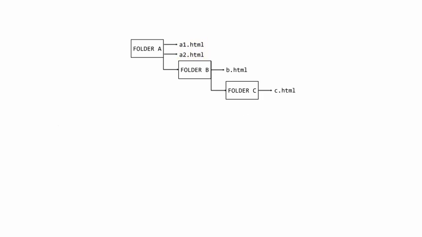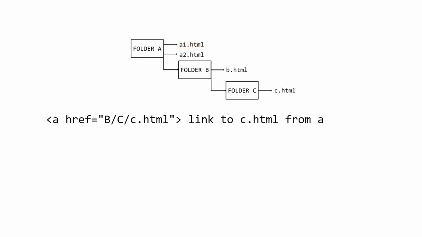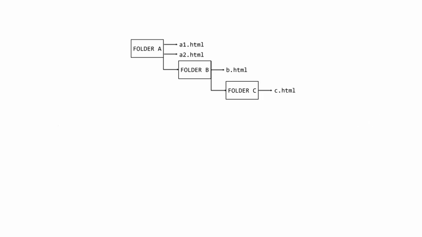To refer to a page from a subdirectory of the referring page, you need to enter only the directory information and the name of the file. For example, if you want to link c.html from a1.html, you would assign the following value to the href attribute. Note that we have mentioned the path of the directory of c.html from the path of directory A, which is to the directory below A. To refer to a file in a higher directory than the referring page, you have to use two dots, which means go up a directory.